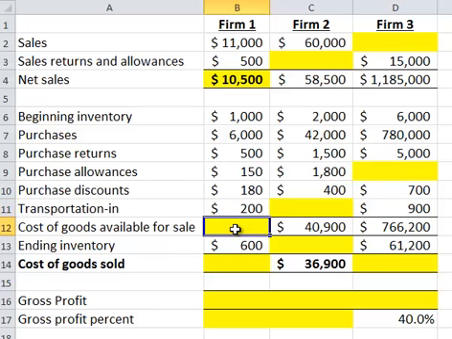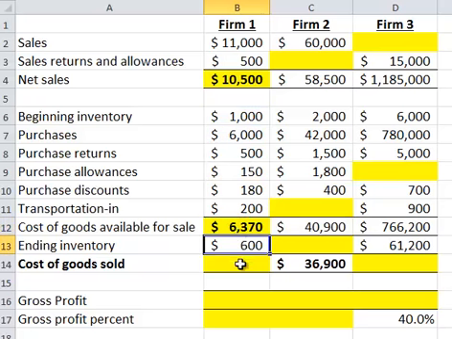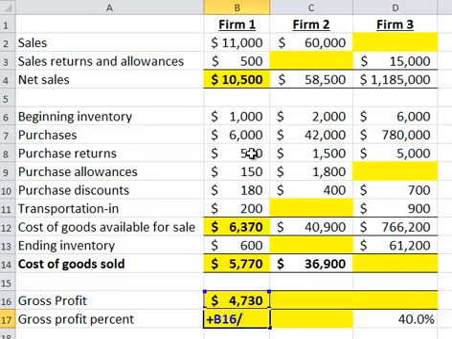So the cost of goods available to sell would be the beginning plus what you bought, less what you returned, less price concessions, less cash discounts taken, plus transportation in. If you sold everything, this would be cost of goods sold, but you had some left over. So goods available less ending inventory will give you your cost of goods sold. Now that we have cost of goods sold and net sales, we can get gross profit, which would be net sales minus cost of goods sold. We can now calculate the gross profit percent because that's gross profit divided by sales.